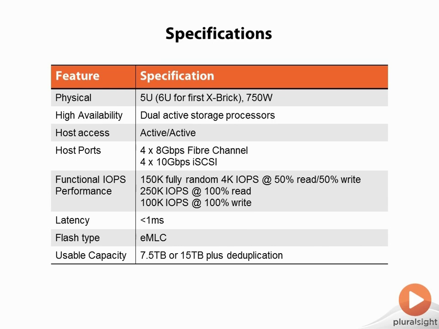Then the flash type is eMLC. There are several different types of SSD and NAND flash. The cheapest and most common is MLC, multi-level cell. This is what you'll normally see in desktops, and in some other flash arrays. And you see it because it's the least expensive form of NAND flash. Then you have the high end, which is SLC, single-level cell. It's higher performance and has a longer life than MLC.